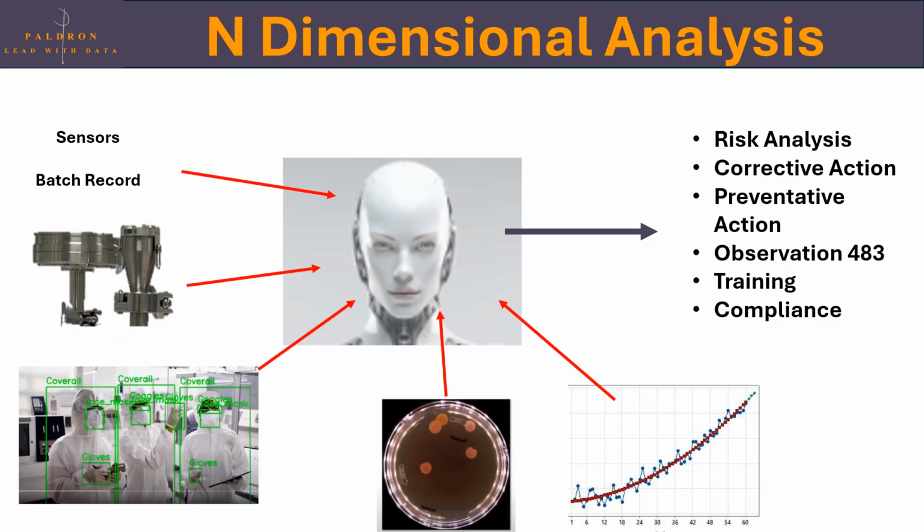How would a lot of this look in real time? Well, you gather information from sensors, batch records, you get information from microbial and total particle counters. You would gather information from personnel while they're moving through the lab, number of interventions. You would get microbial counts. You would take any type of historical trend analysis, and you'd put that all into your machine learning model, and then you can do things like risk analysis, corrective action, preventative action, tackle observations. You could do training with this. You could do all types of things to address compliance needs. It just depends on how the system is designed.